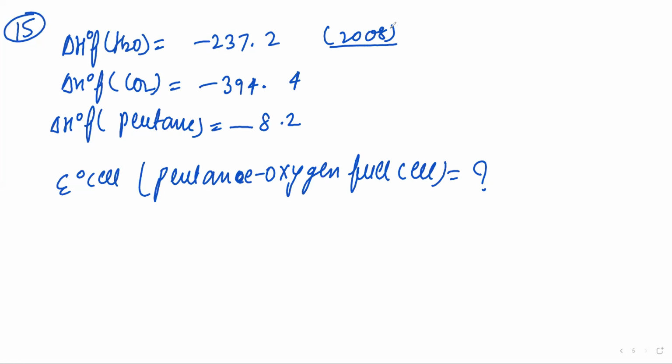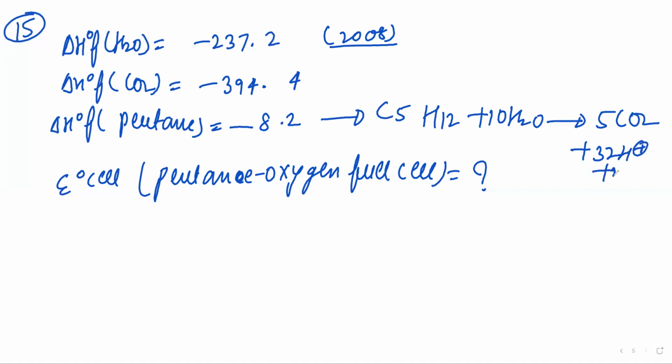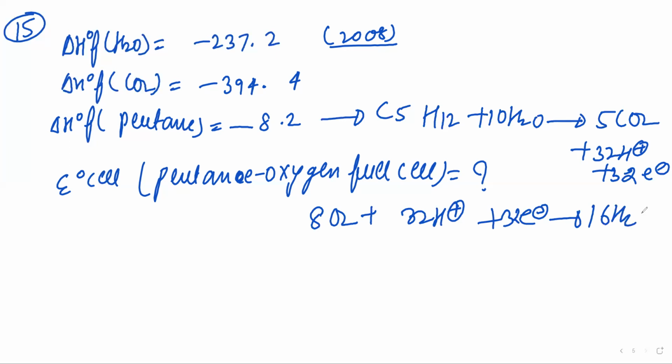So we know the standard formation values, right? Pentane, formula C5H12, reacts with 10H2O. I am writing the balanced equation. It produces 5CO2 plus 32H+ plus 32 electrons coming out. And for oxygen, it will be 8O2 plus 32H+ plus 32e- producing 16H2O.